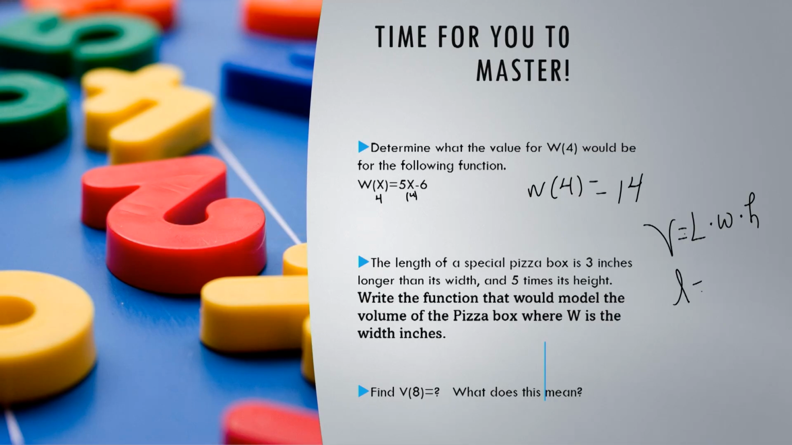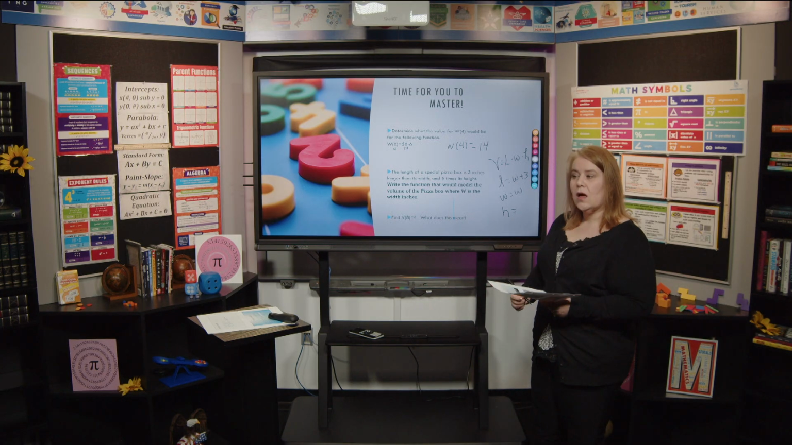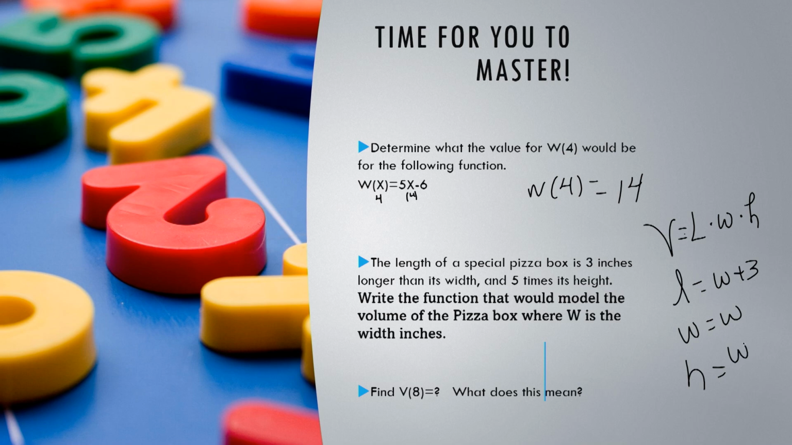My length, it says, is my width plus 3. The width of this box is just the width. And the height is 5 times. So if I'm writing the height in terms of width, I'm going to have to reverse that and do some division. So it would be W plus 3 divided by 5. So then if I write this whole function, it's going to look like this: W plus 3 times W times W plus 3 over 5.